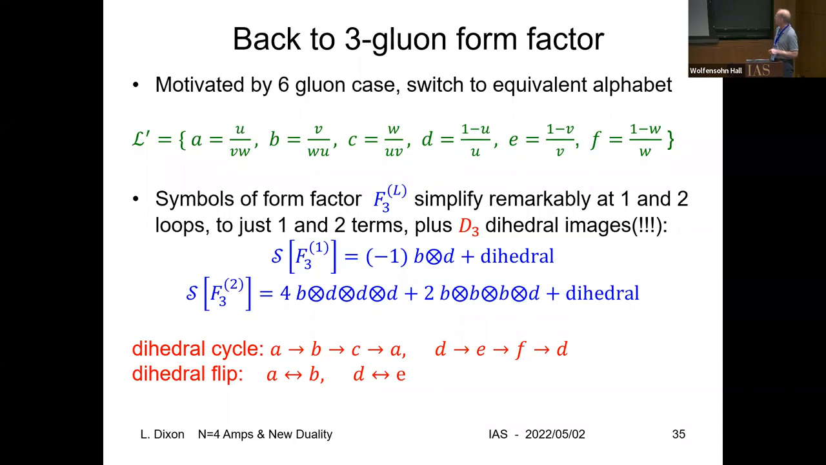In fact, the one loop answer is a single term, which has a B in the front and a D in the back, plus dihedral images. And the dihedral group has six elements to it, generated by cycles and flips. And so we get six terms in all. And then the two loop one is actually still extremely simple. It has only two distinct terms plus their dihedral images.